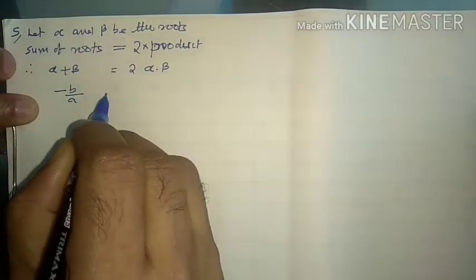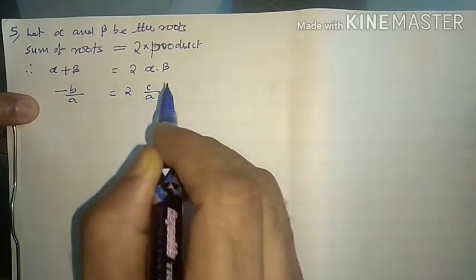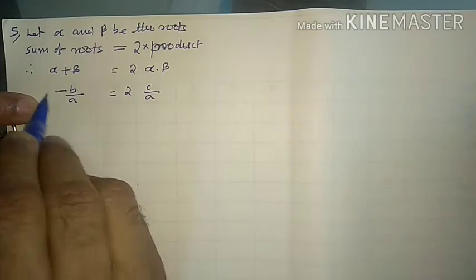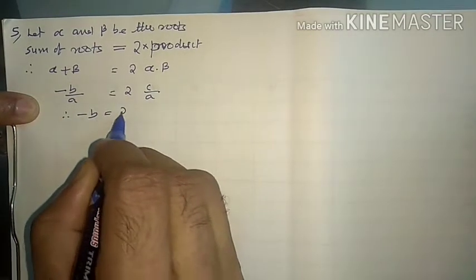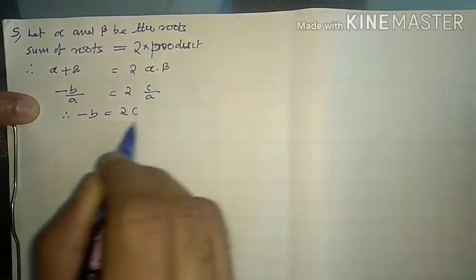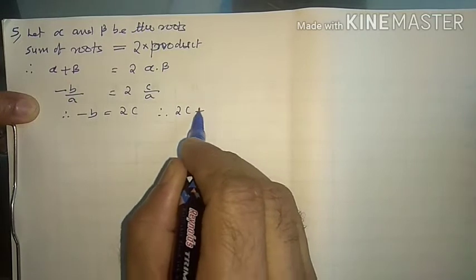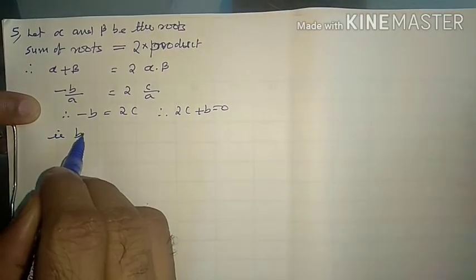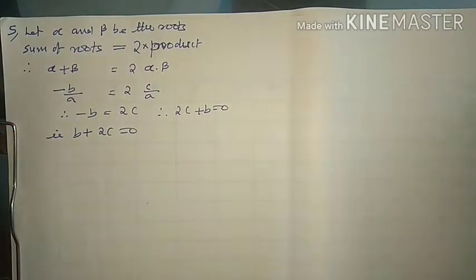Sum of roots is minus b by a, and 2 times product of roots is 2 times c by a. Both sides have common denominator a. Multiply with a, we get minus b equal to 2c. Therefore, 2c goes to that side, plus b equal to 0. That is, b plus 2c equal to 0. If required, we can use it.